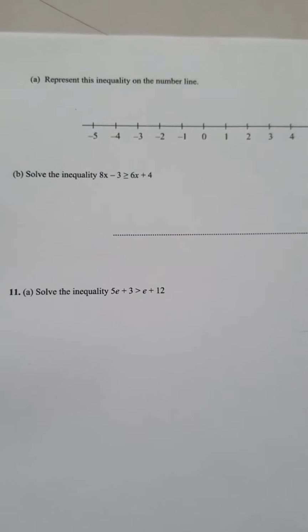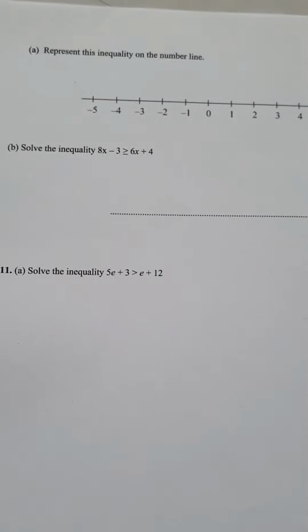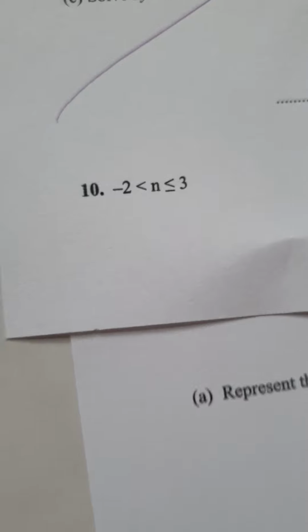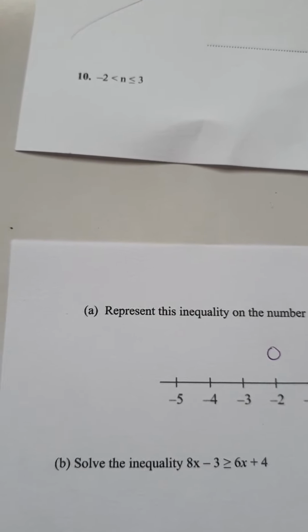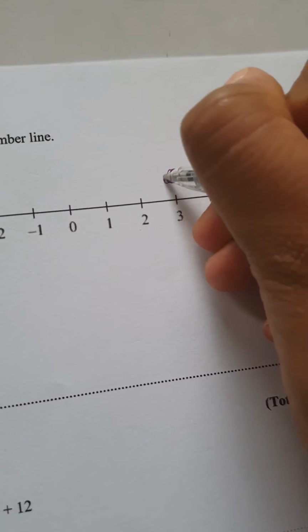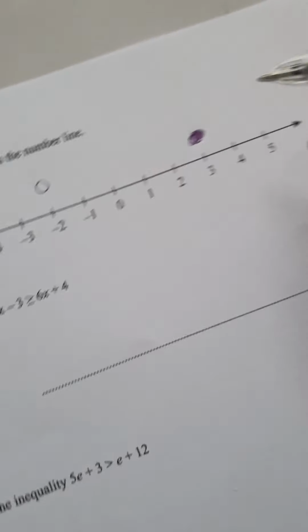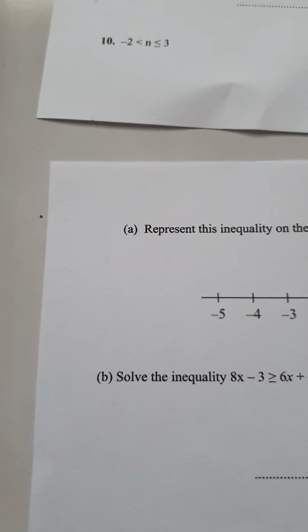And then the last question here, which is again representing it on the number line. If I just look here, I'm trying to represent minus 2 is less than n, which is less than or equal to 3. So I need to use those integers on this number line. I've got minus 2. I've got 3. 3 is less than or equal to, so I'm going to fill in that circle. Minus 2 isn't, and then I will just connect it with the line. So that represents that inequality there.